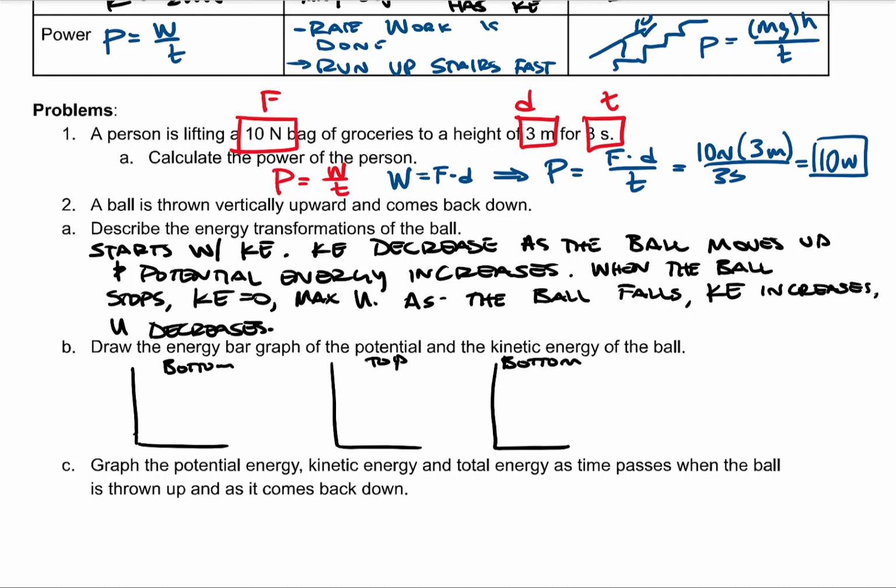So the potential energy at the bottom is 0. The kinetic energy at the bottom is full. And then at the top, the potential energy is a maximum. The kinetic energy is 0. And at the bottom, our potential energy has gone away again, and our kinetic energy is back up to the biggest value.